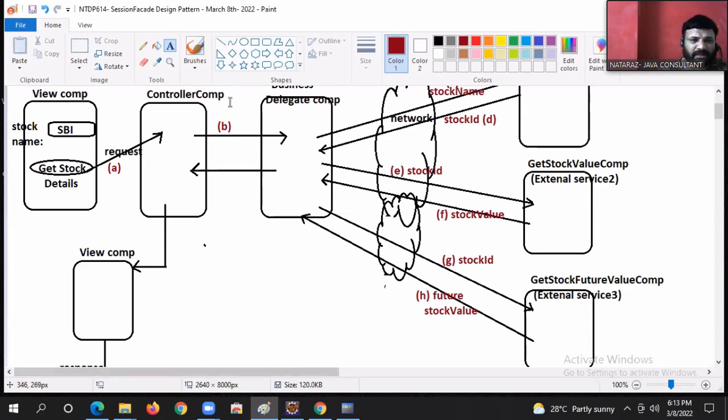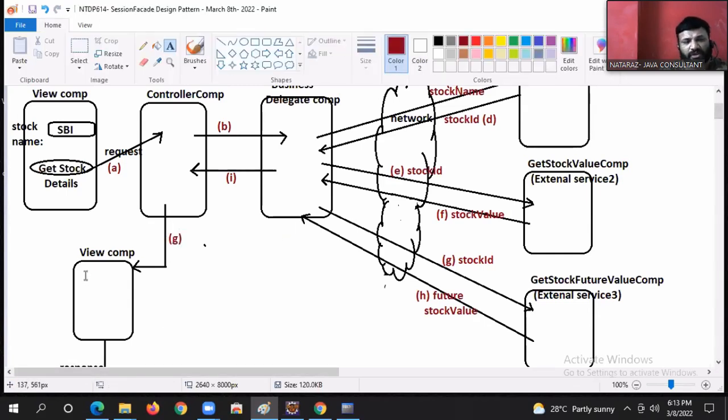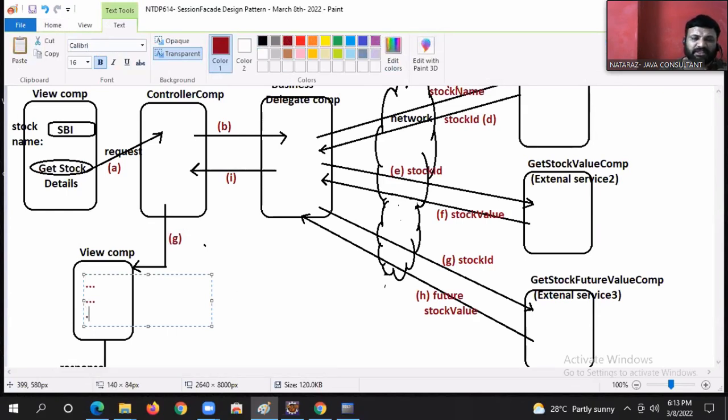Are you understanding my statement here? Are you getting clarity here, guys? Future stock value as the output value, boss. Next, I here. Next, J here. Okay. Here is my presentation logic, guys.